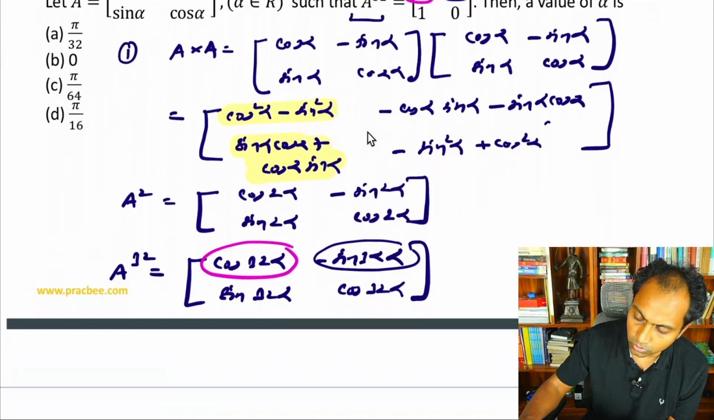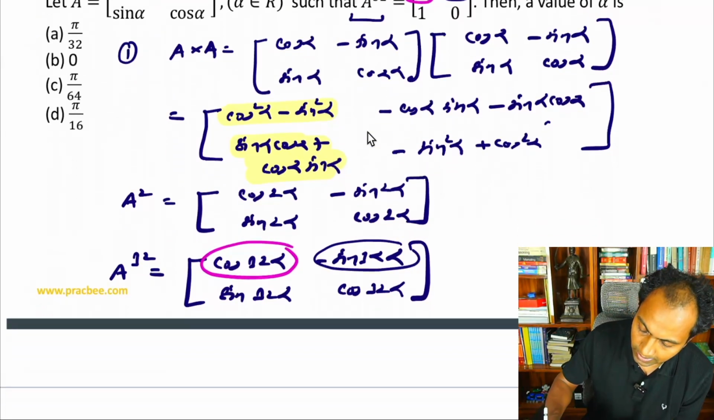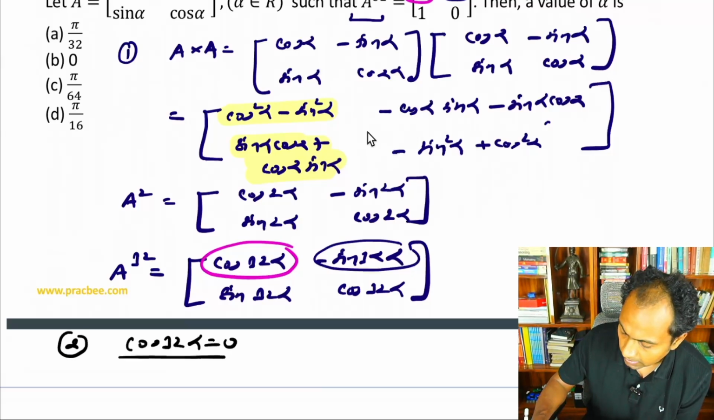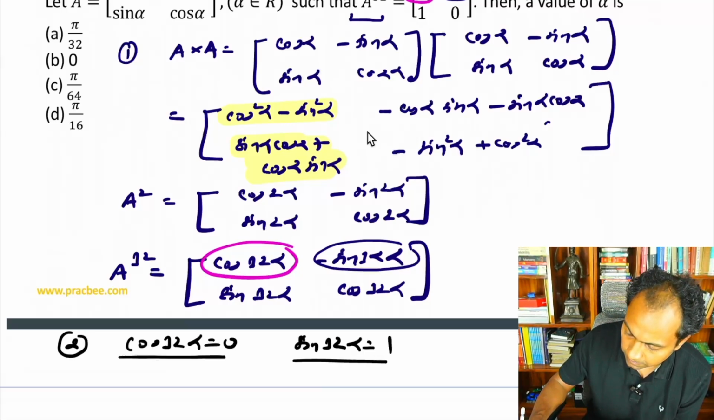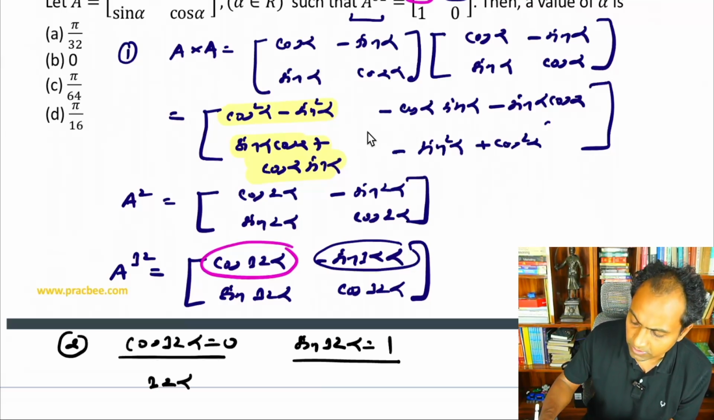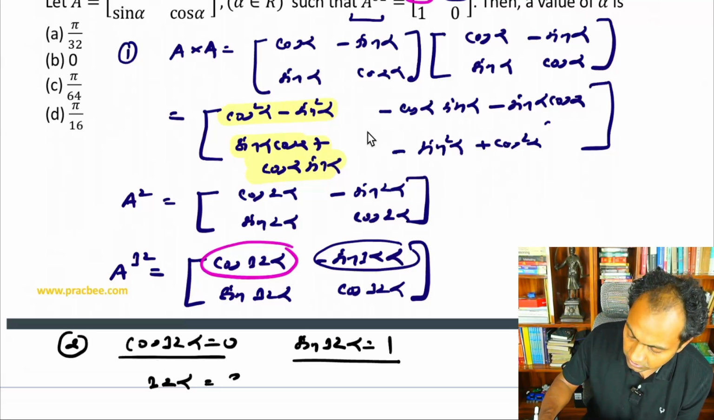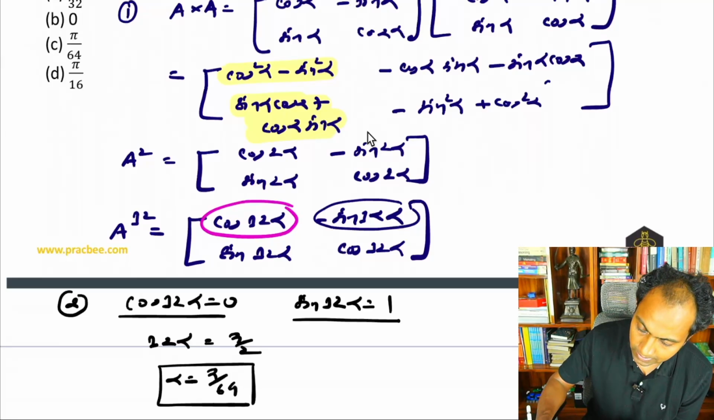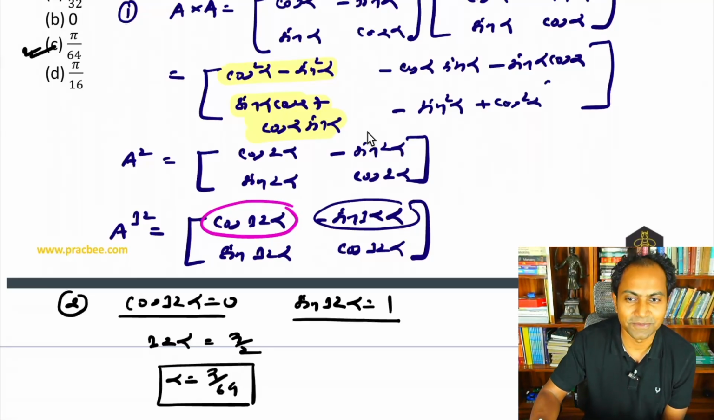So important to notice here is that in the second part, cos 32 alpha is nothing but 0 and sin of 32 alpha is nothing but 1. This can only happen if 32 alpha, in the simplest manner, lies in the first quadrant and is equal to pi by 2. So alpha becomes nothing but pi by 64. That comes out to be nothing but option C.